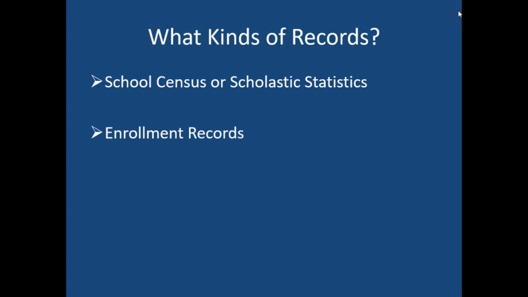Enrollment records. You might find enrollment records for your ancestors as children enrolled in their school. Now, of course, the enrollment would have been done by their parents or their guardian. And so these enrollment records could include some great information. Attendance records. I mean, many of us that are listening to me talk, myself included, we all went to school and we had attendance. We had to take that attendance, and the schools kept these records.